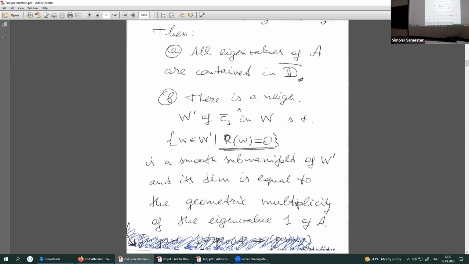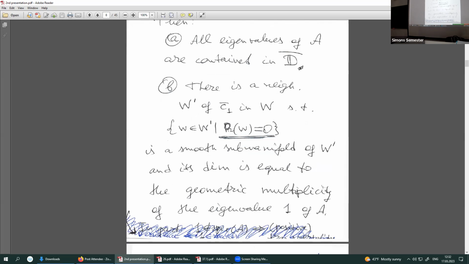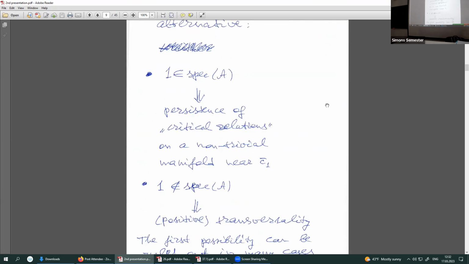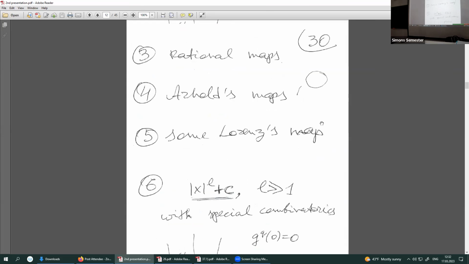either one is not in the spectrum of A, and then there is transversality, which we know already, or one is in the spectrum, and then the solutions of this equation form a smooth non-trivial manifold near this point vector C1, okay, which is the zero, of course, of R. So this is the statement, and the proof. Some ideas of proofs should be somewhere.